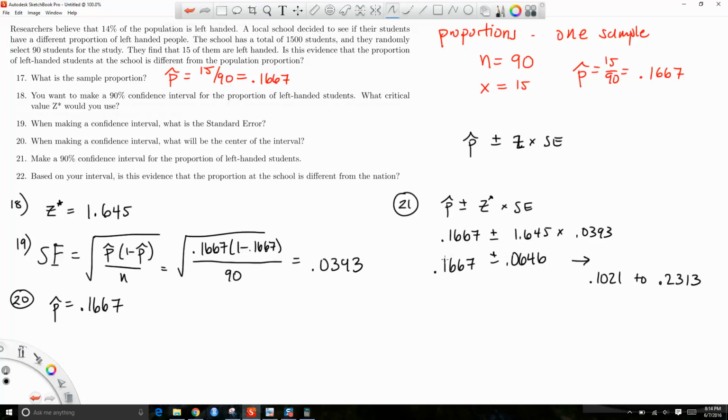So for 21, 0.0646, you got that by... I did 1.645 times 0.0393. That's my margin of error. So I could have asked what's the margin of error, and you'd tell me it's 0.0646.